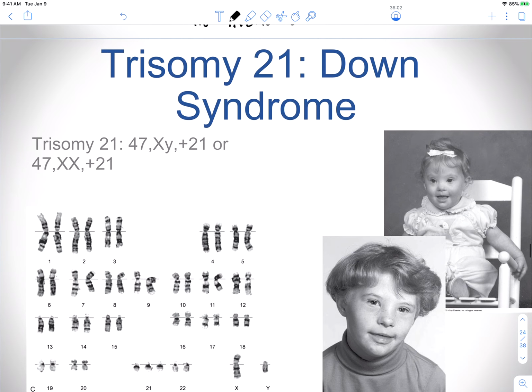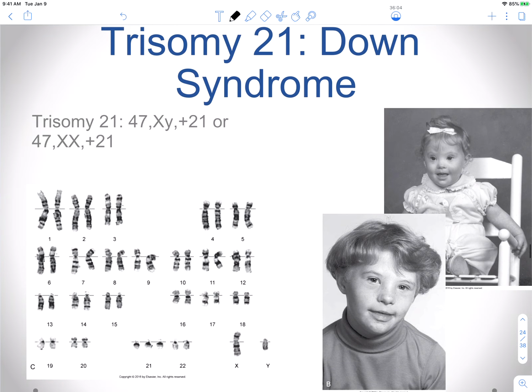So trisomy 21, or Down syndrome, can be shown here. In this case, we have a genetic male, and you can see on chromosome 21 there are 3 of them. The trisomy 21 in this case is 47. That 7 is because you normally have 46 chromosomes, but now you have an extra chromosome. This individual is a genetic male, XY, and you have an addition, that's what that plus means, plus 21.